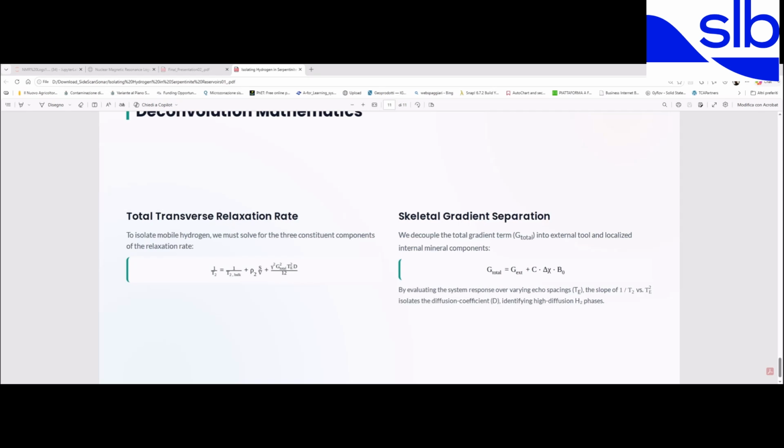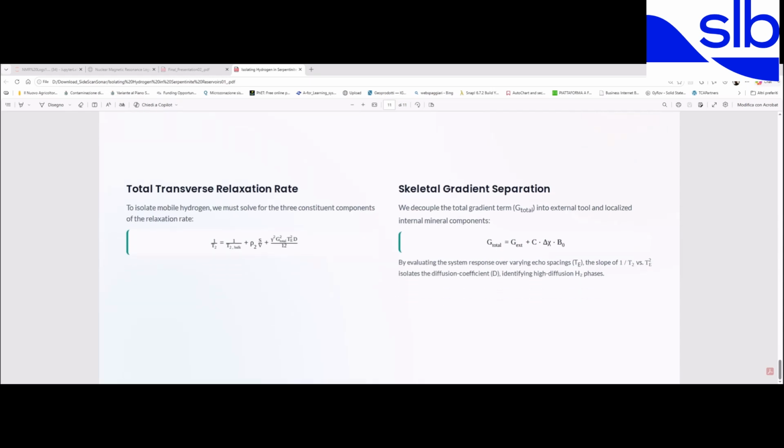Identify the high diffusion phase by evaluating the system response over varying echo spacing. This slope represents the equation of a line. This is an equation of a line. This slope is essentially the slope of the T2 isolated diffusion coefficient, identifying the high diffusion phase.